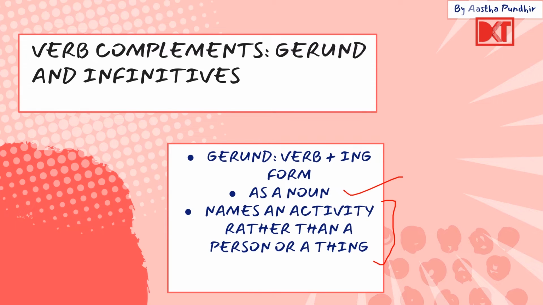Now, as we know, nouns are what? They talk about any person, thing, place, animal. But here, when we use gerunds, they usually name an activity and not really a person or a thing. All right.